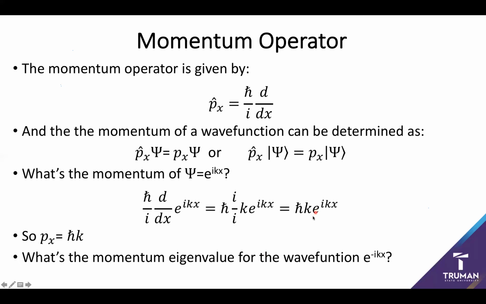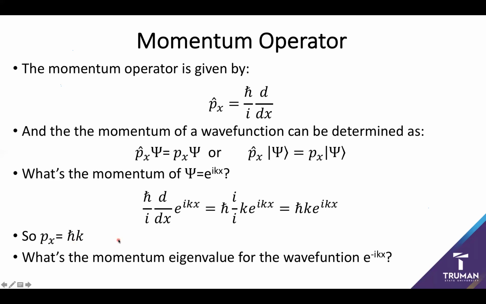So if I have a positive e to the ikx, this means I've got forward momentum. But if I have e to the negative ikx, this gives me a negative momentum. So forward movement, backwards movement. That's going to be the big distinction between these two wave functions. And again, this is some very cool information we can get just by applying our momentum operator.